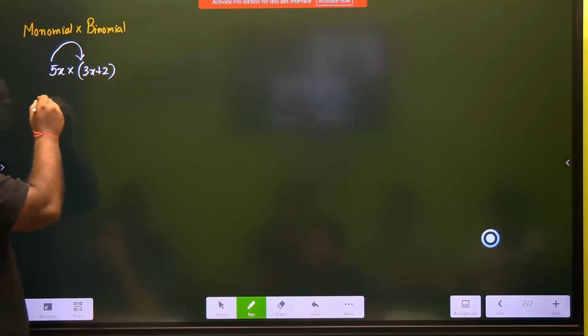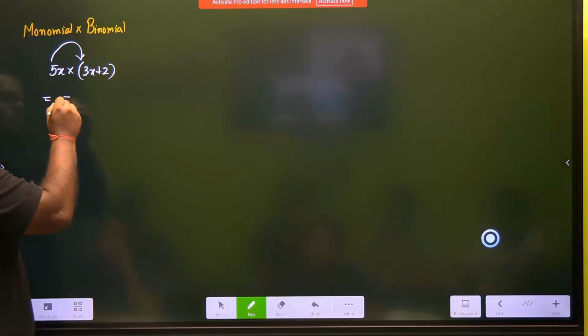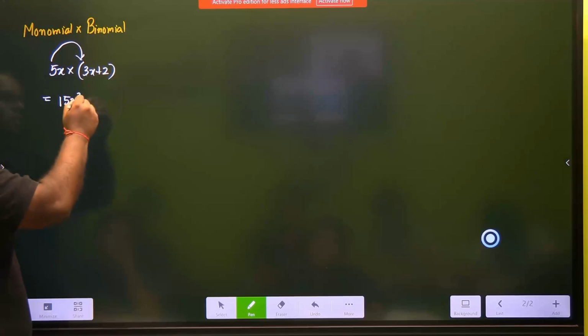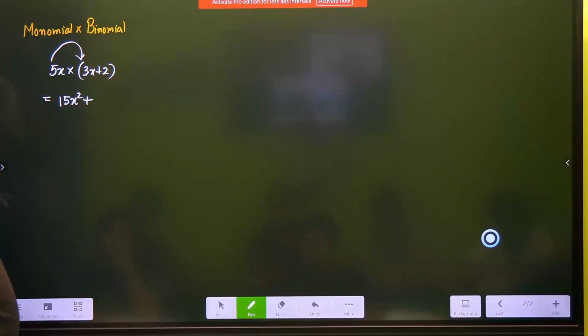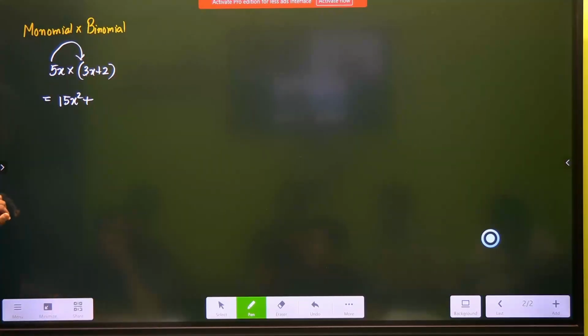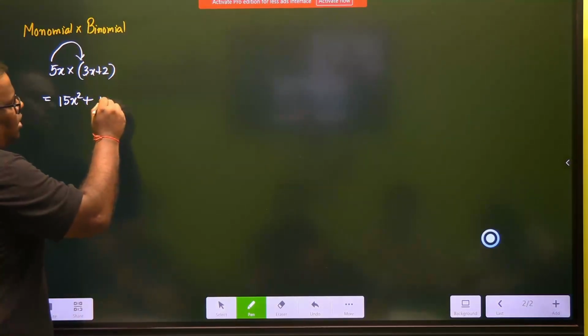He will first encounter 3x. So tell me, 5x multiplied by 3x should be 15x square. Then whatever is the Dharma Sankat that comes down: minus to minus, plus to plus. Now 5x will multiply with 2, and it's a plus 2. So it becomes 10x.